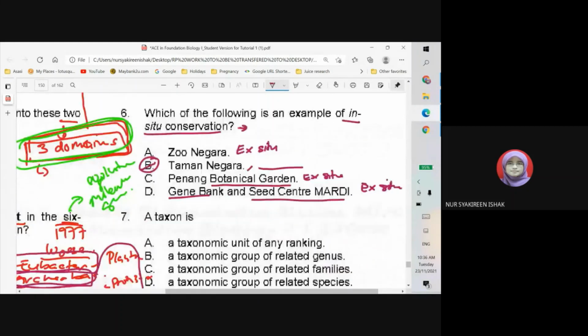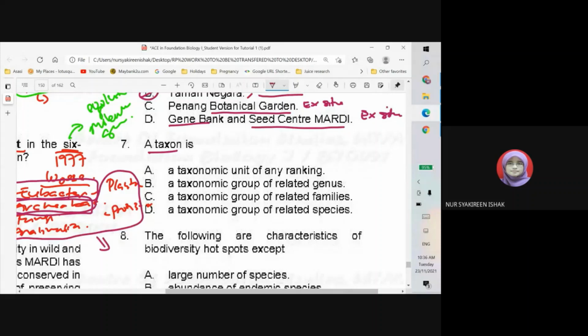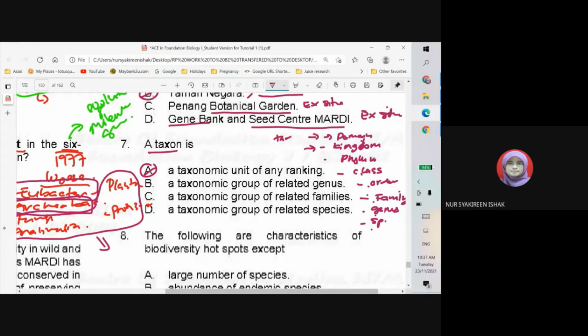Okay, man-made. Okay, so a taxon is apa? A taxonomic unit of any ranking. So ini awak kena ingatlah taxon. Kita mula pada apa? Domain kan? Lepas domain apa? Kingdom. Ni awak kena ingat: kingdom and then phylum and then class and then order. Ingatlah cara macam mana awak nak ingat, tapi kena ingat. Family, genus, species. Ada 8 tak silap. 1, 2, 3, 4, 5, 6, 7, 8. Okay, 8 taxonomic unit. So each level tu we call it as taxon. So the answer would be A.